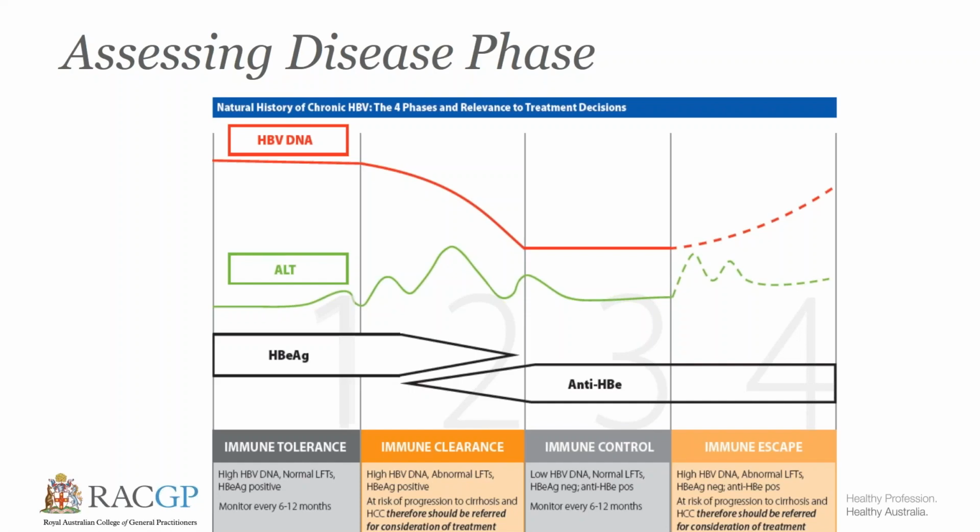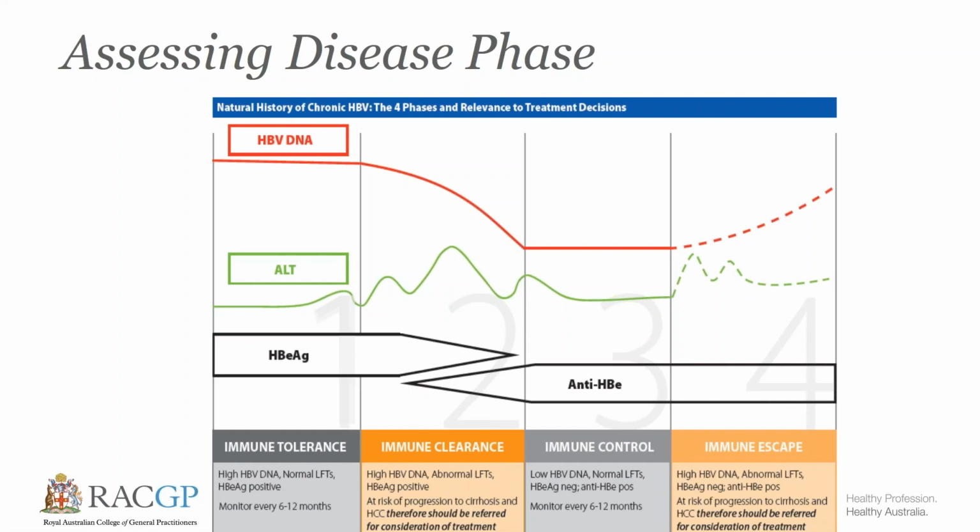Then the disease at some stage, and it will vary by individual, moves on to an immune clearance phase, when in fact the DNA is coming down, but in the liver there's an active response, so the ALT is raised, and during this period the E antigen starts to disappear, and the E antibody starts to arise. So this immune clearance phase is at a time where patients are at high risk of cirrhosis and hepatocellular carcinoma. So people in this phase should be referred for consideration of treatment.